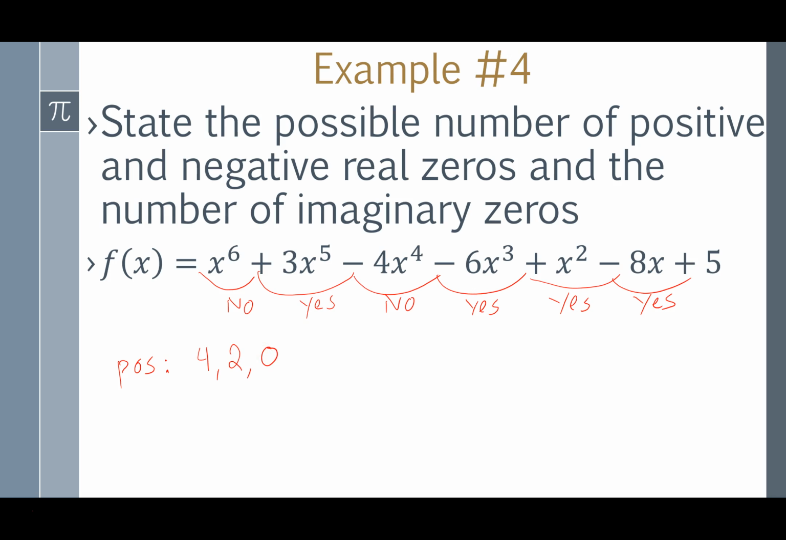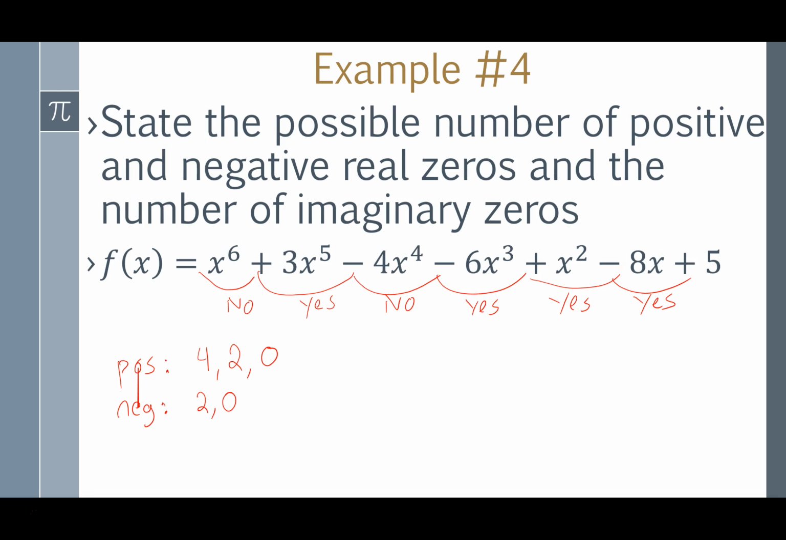Now, for the negative possibilities, we count the number of no's. There are 2 no's, so there could have been 2 negatives or 0 negatives. Again, we're decreasing by an even number, so we just simply decrease by 2. That's all you have to do to work out the number of positive or negative real zeros: count the yeses for positive, and count the no's for negative. That will tell us the maximum that could occur. And then we decrease each of those numbers by 2 until we get down to 0, or we get down to a 1 if we had like 5 positive zeros.